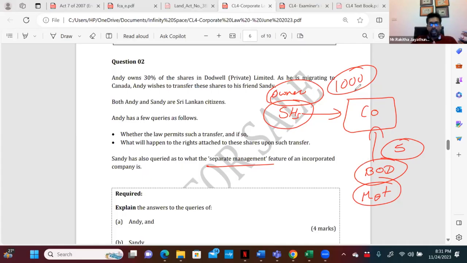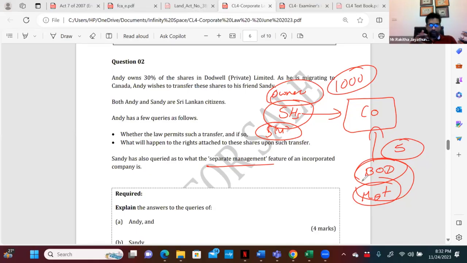So some shareholders will get involved in the management. That is possible. But if you're only a shareholder, can you get involved in the management? No, you can't. If you're merely a shareholder, remember, you are not permitted to get involved in the management of the company.